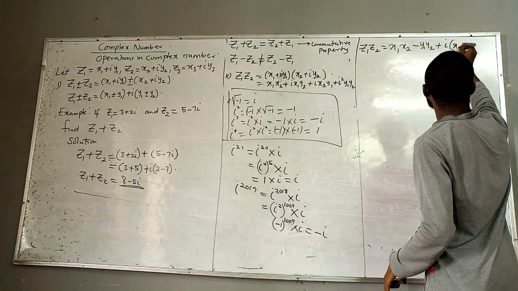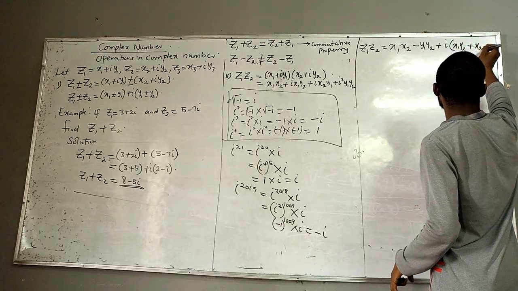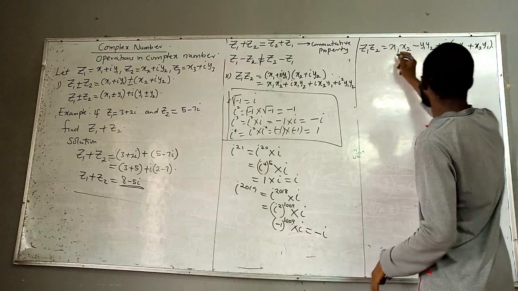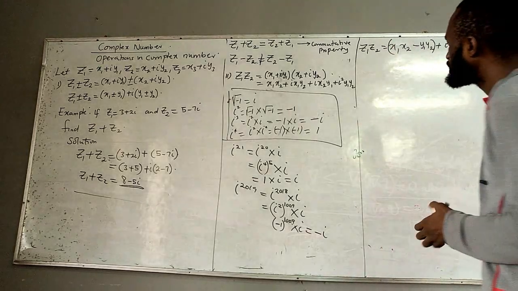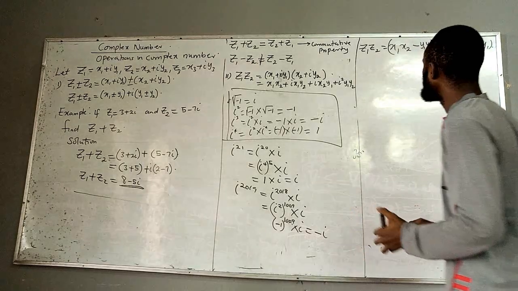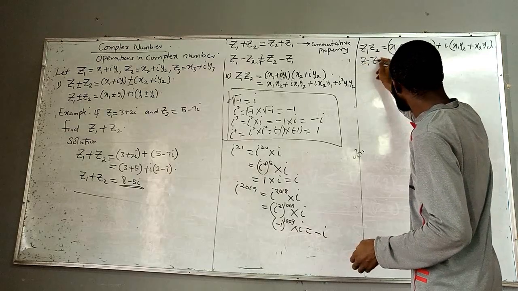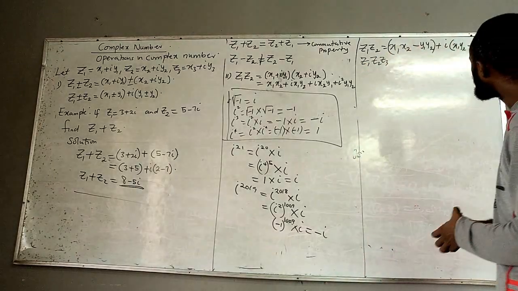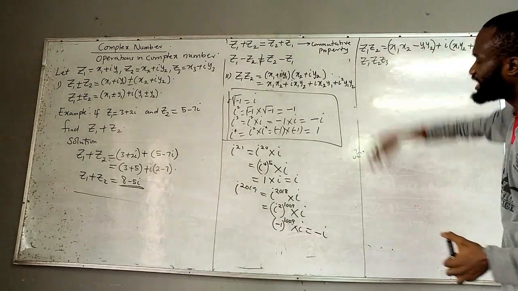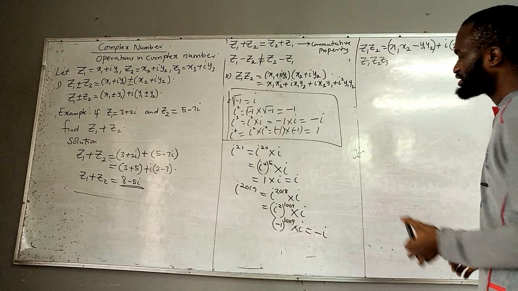X1 Y2 plus X2 Y1. And that is what? The way to multiply complex numbers. Even if you have Z1, Z2, Z3, it's still the same thing. This your result, just multiply it again with Z3. You still have the same, you have a reasonable answer.